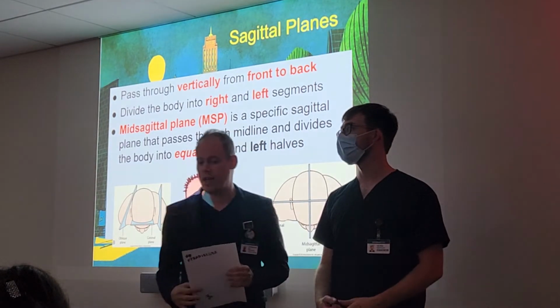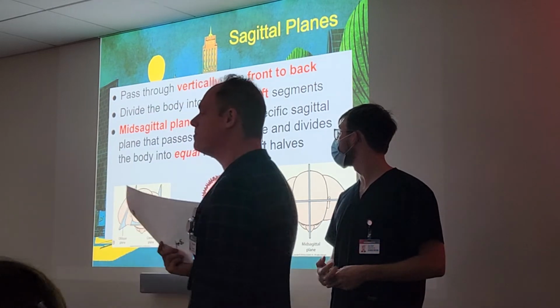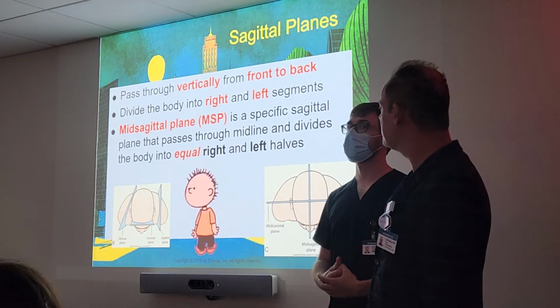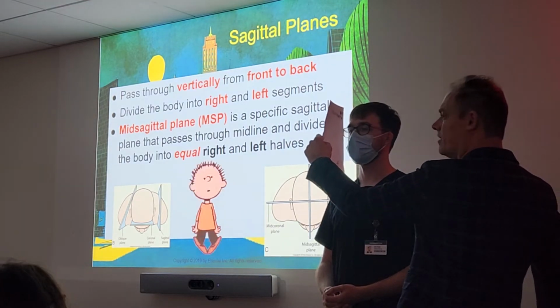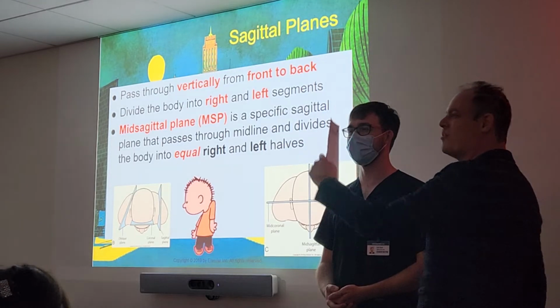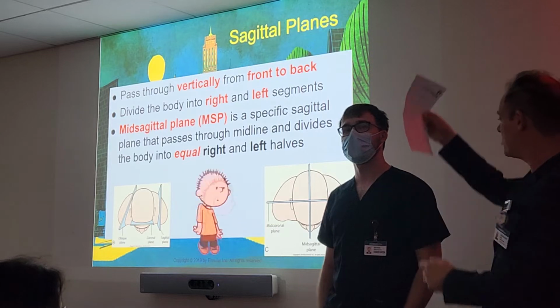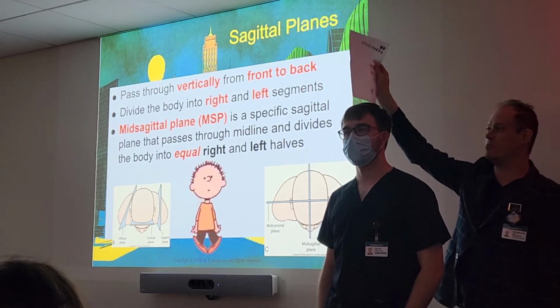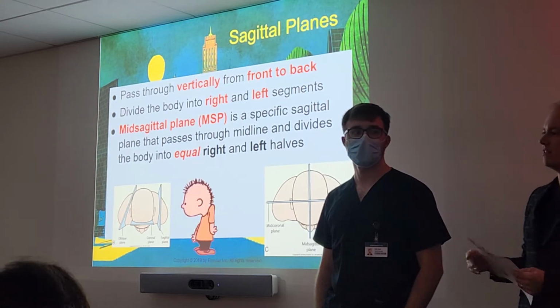Now, for the sagittal planes, we have a very specific one, and this is going to be very important when we get to positioning. It's called the MSP, or the mid-sagittal plane. What does that mean? What's in the word? It's the midline that divides the body, and the key word is equal, equal right and left halves. Now, we have a sagittal plane, which means we're slicing anywhere on the body, making left and right portions. Then we have a mid-sagittal plane, which is making that equal left and right portion. Keyword there is equal once again.